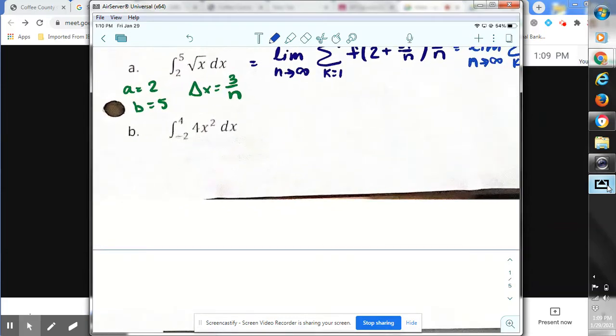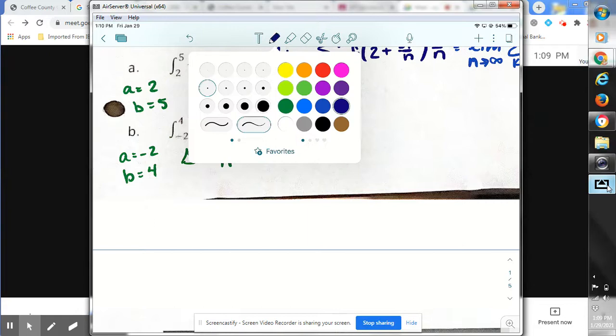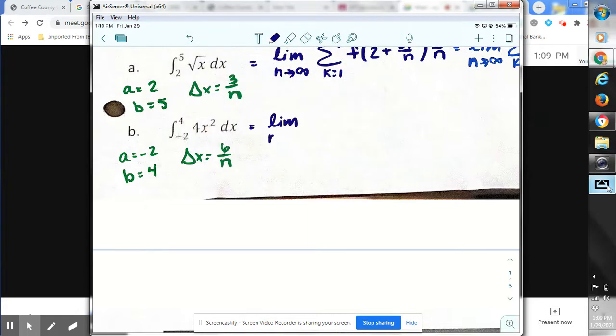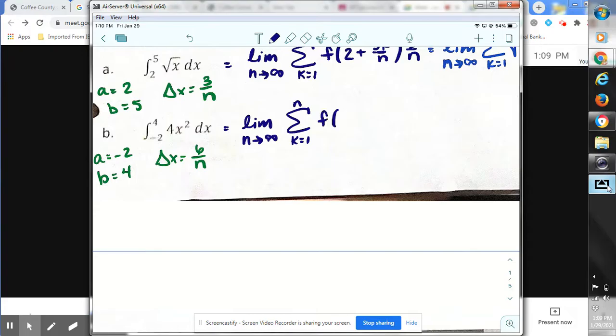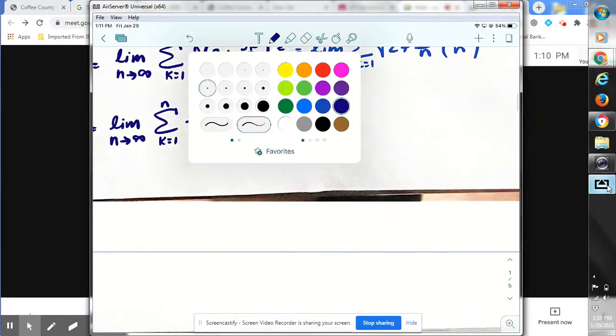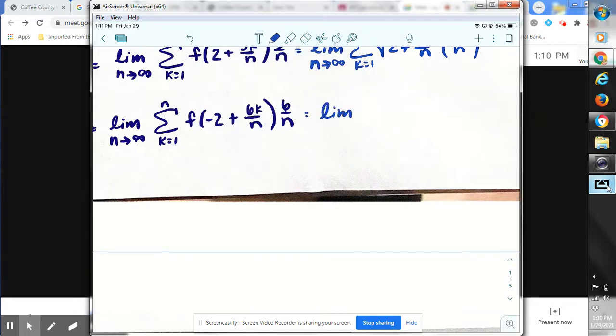Okay. We'll do the same thing on b. So we're going to add up an infinite number of rectangles. So to do that, we have to do the limit as n approaches infinity. And then it's going to be f of a plus delta x times k times delta x. All right. And then we'll apply the function. And our function is 4 times x squared. So 4 times what we have here in the parentheses squared.